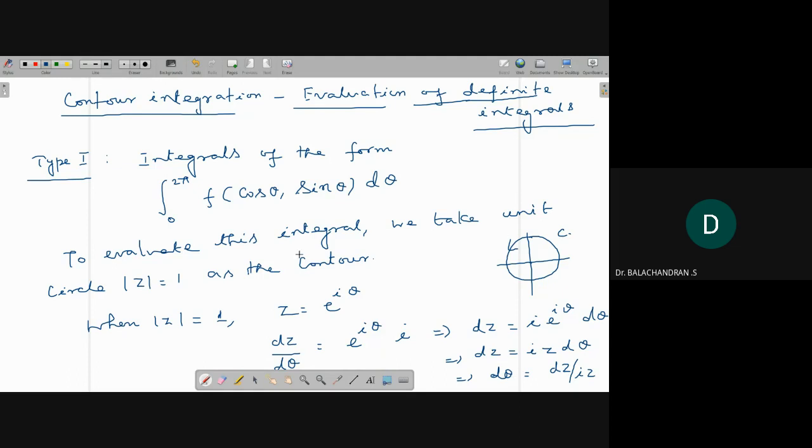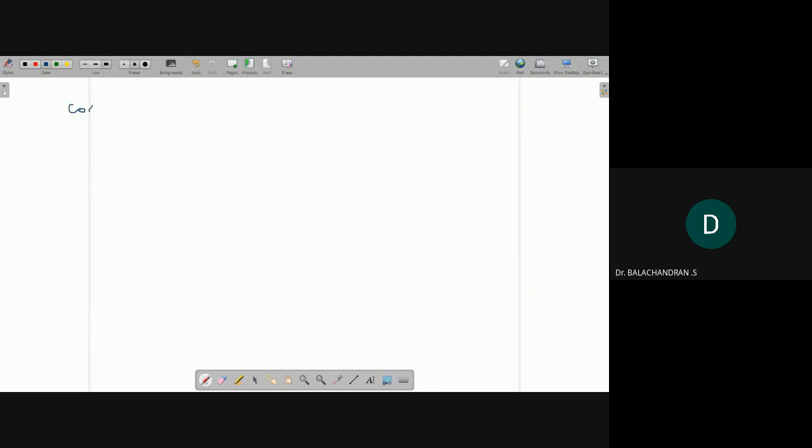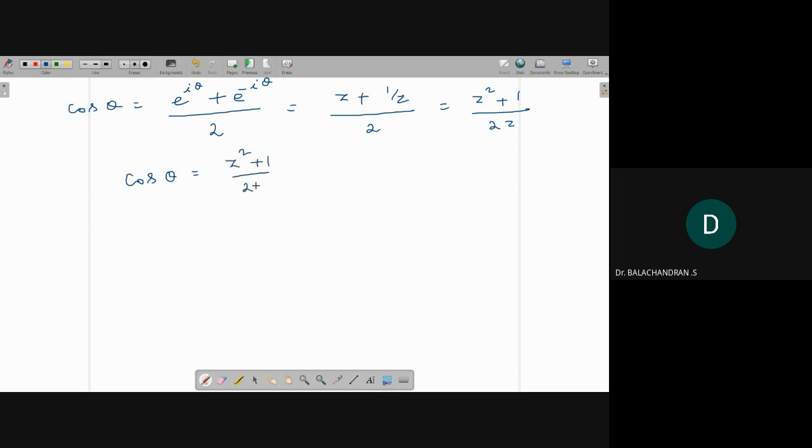Now cos theta. You know cos theta equal to e power i theta plus e power minus i theta divided by 2. We know that e power i theta is z and e power minus i theta is 1 by z, so it is z plus 1 by z divided by 2, that is z square plus 1 divided by 2z. So cos theta equal to z square plus 1 by 2z. So this is another result.